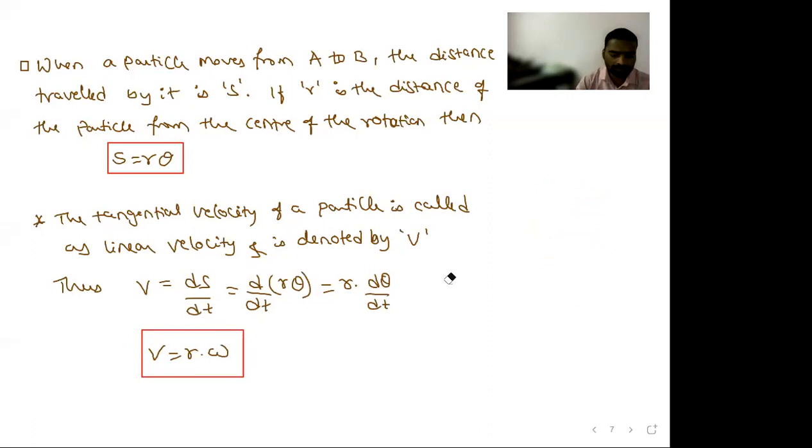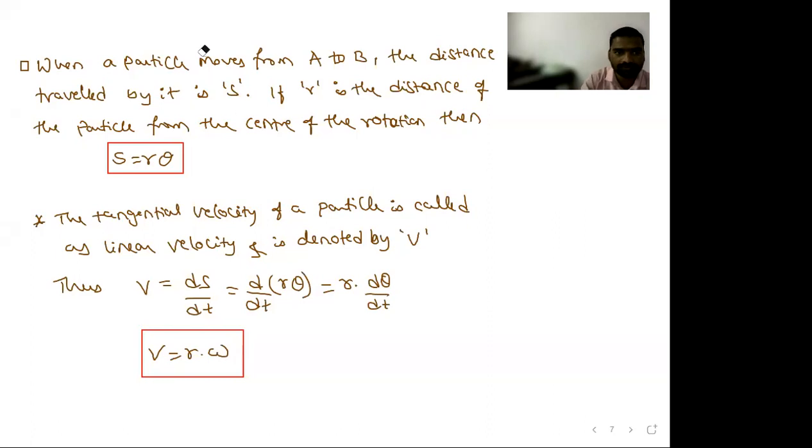Tell me, what is linear acceleration equal to? Linear acceleration is equal to dv by dt. Okay, v is equal to ds by dt, or r into d theta by dt. Then what will become the linear acceleration? R into r square. Huh? Okay, we'll check.